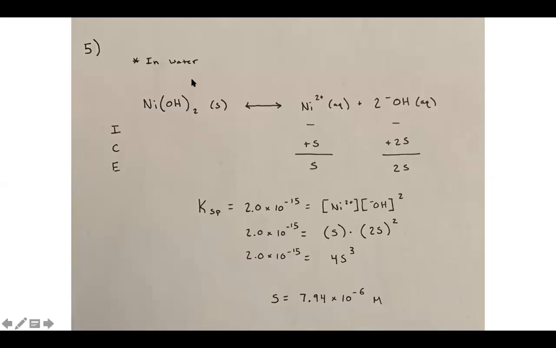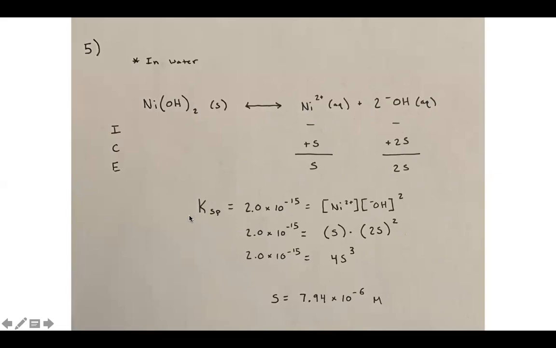So nickel hydroxide will dissociate into nickel and 2 hydroxide ions. We're gonna assume we have no initial amount of either ion. We're gonna put our change in terms of S. So plus S for nickel, plus 2S for hydroxide. So our equilibrium amounts are S and 2S for our ions respectively.